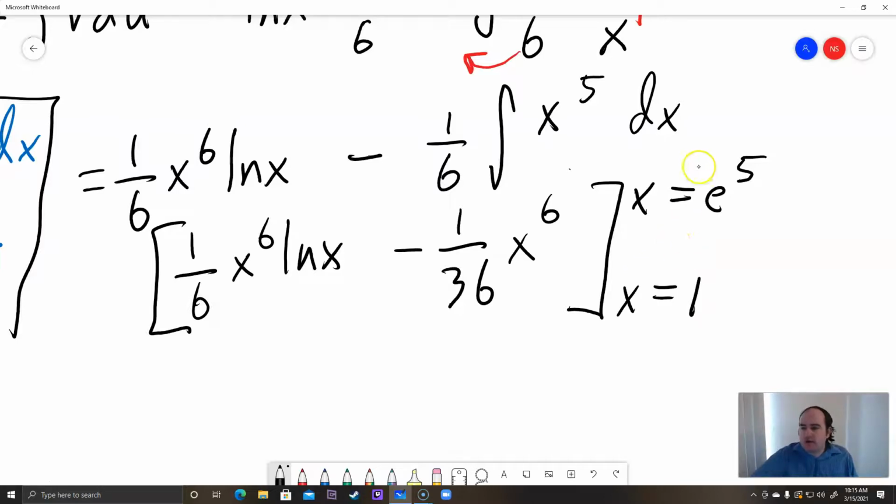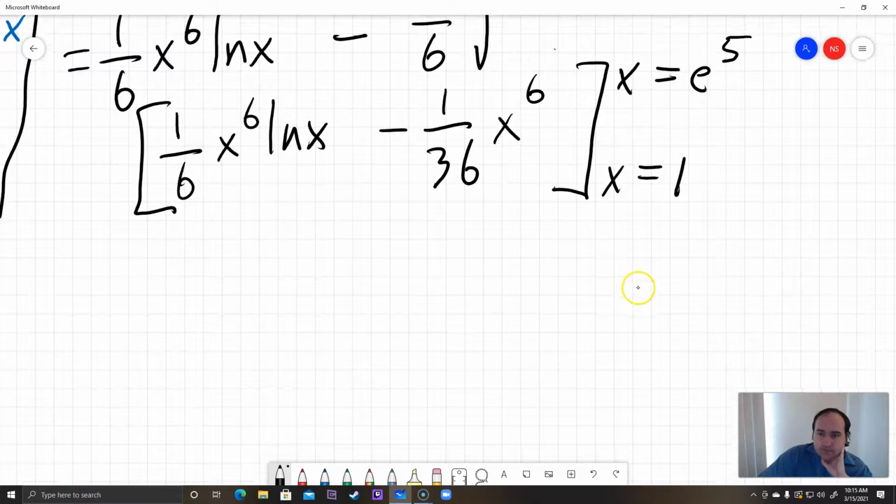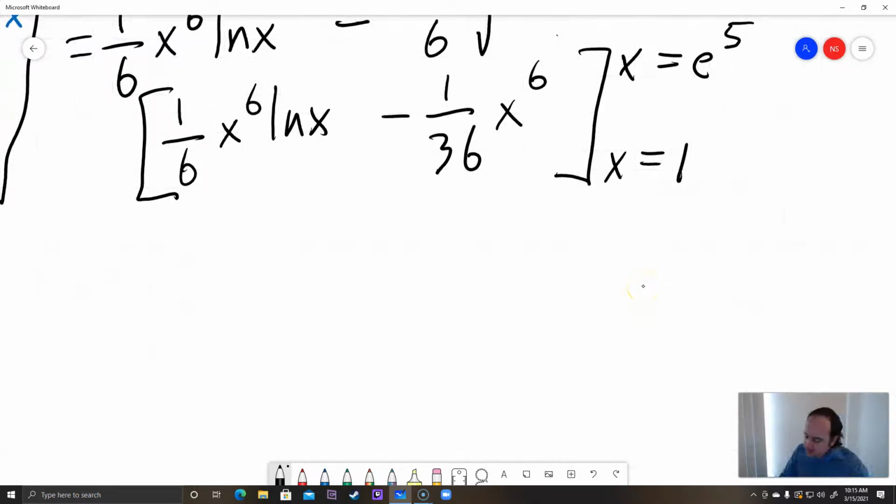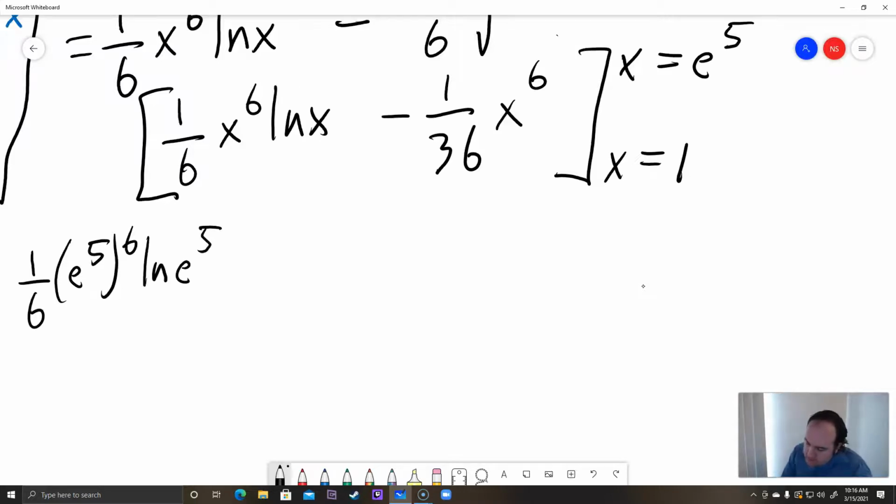Now that everything's all simplified and we've finished the integrals, we're ready to plug in these limits of integration. So remember, with a definite integral, you always plug in the top number first, and then you subtract the function evaluated at the bottom number. So plugging in e to the 5th, we're going to have 1/6 times e to the 5th to the 6th times ln of e to the 5th minus 1/36 e to the 5th to the 6th.